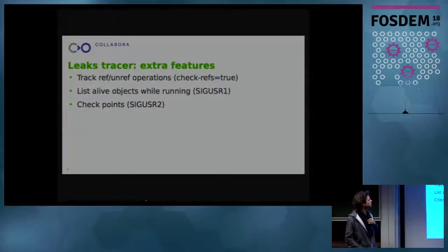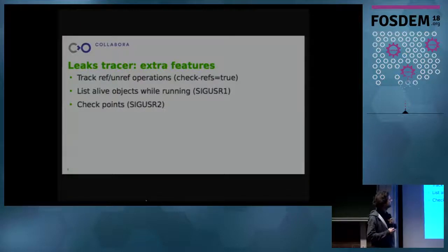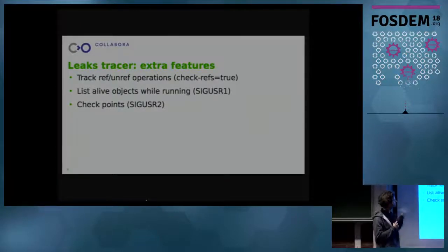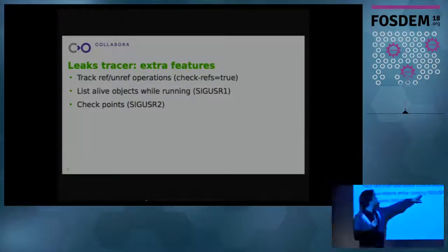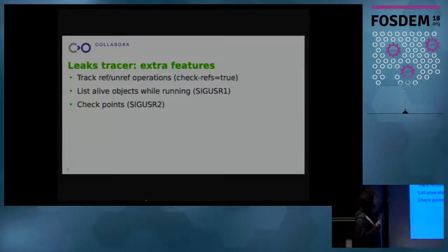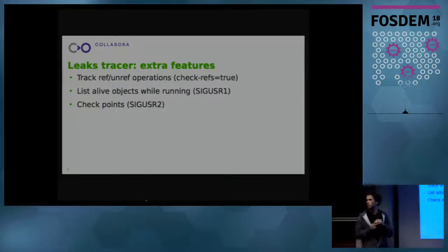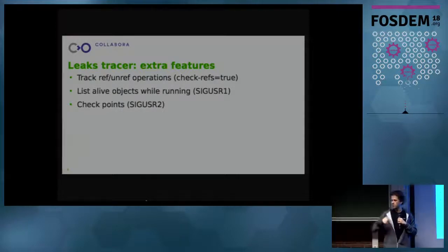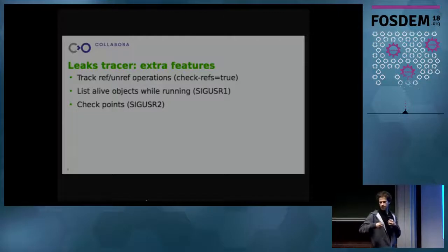You can also enable things like signal support. If you enable that, you need an extra environment variable. But if you do, you can send the SIGUSR1 signal to the process, and that will list all the objects which are currently alive. So this can be useful if you are debugging a problem without terminating the process.